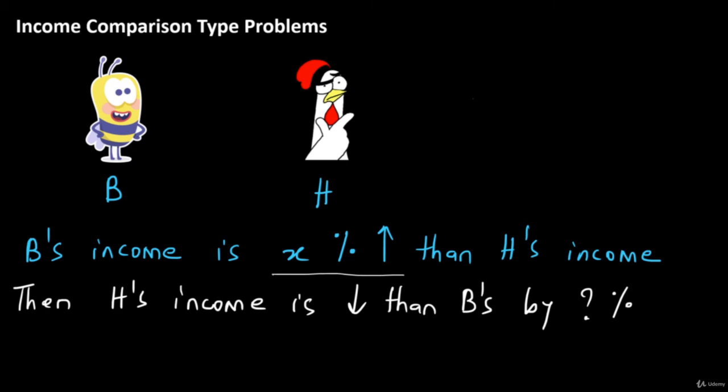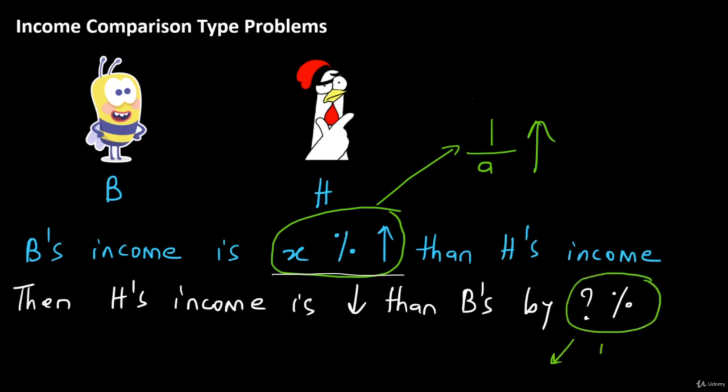Now let me give you the method first, and then we'll try to understand why it is so. Over here you have an increase by X percentage. Now if this is an increase by 1 by A, then the decrease would be by 1 by A plus 1. Let's try to understand this.